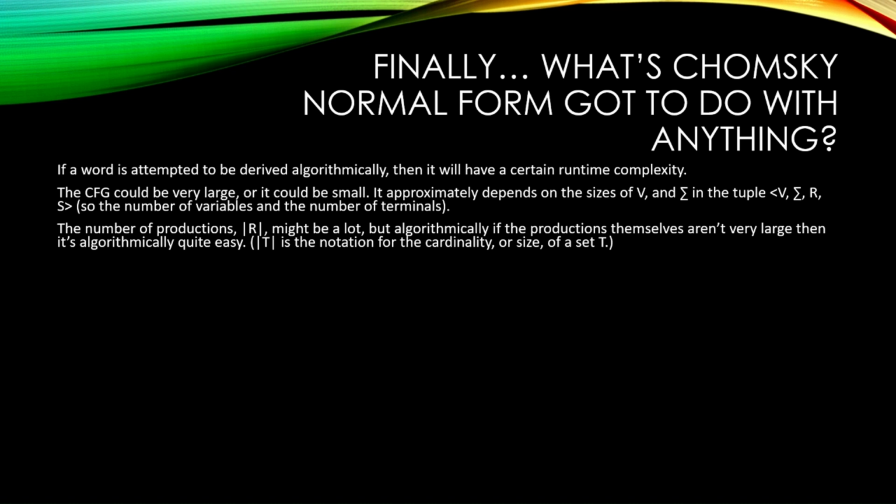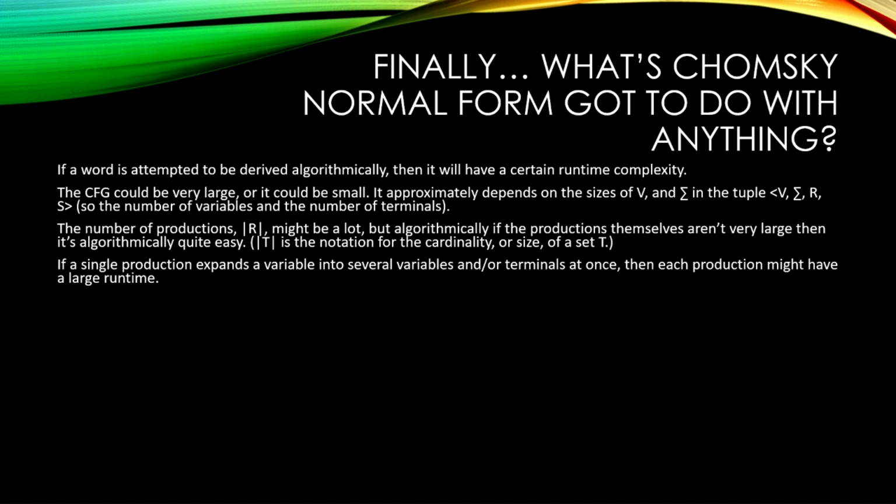The number of productions might be a lot, but algorithmically, if the productions themselves aren't very large, then it's relatively easy computationally. That's just an example of what cardinality is, but I think you all know that. If a single production expands one variable into several variables or terminals at once, so if A expands into AA, BA, BC, etc., then there might be a large runtime for a single expansion.